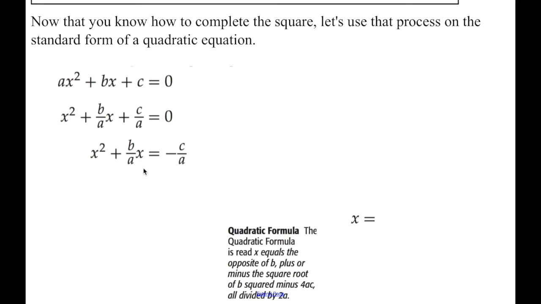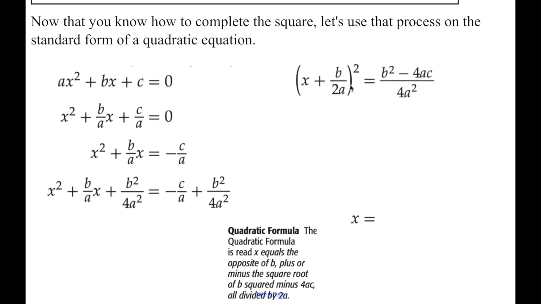And then we're going to add a term to both sides. The thing that we're going to add is half of the linear term squared. So half of b over a is b over 2a, and then we want to square that. When we square it, we get b squared over 4a squared, and that's what we add to both sides. Now the left-hand side is a perfect square, and we can write it as x plus b over 2a, the quantity squared.